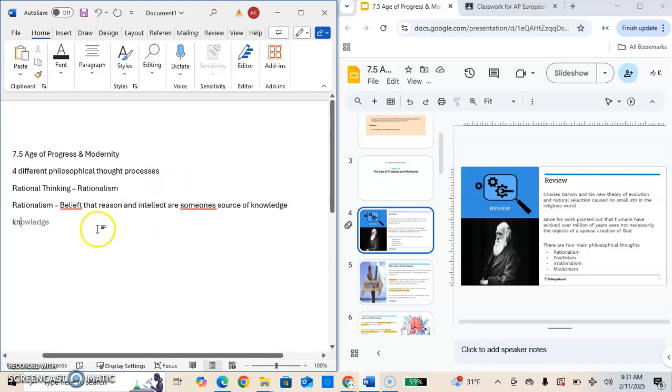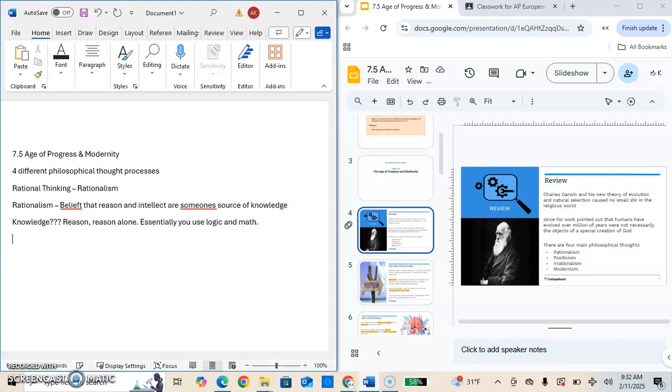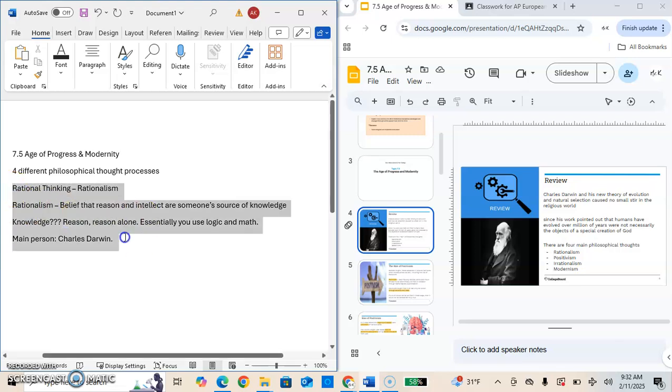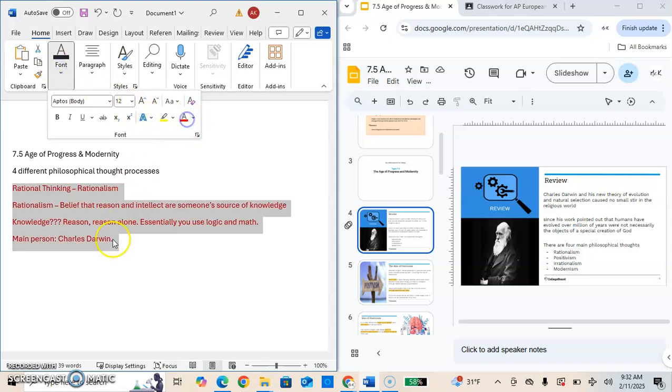And so how do you get this knowledge? Well, you do it through reason, and reason alone. Essentially, you use logic and math. All right. And the main person, there's going to be two of them, but the first one we know is Charles. He uses his thought process to figure out evolution and natural selection. Cool. Now, that will be color, we can make it red. All right.